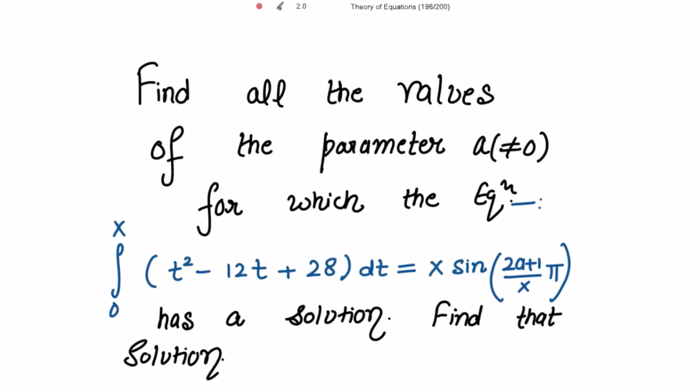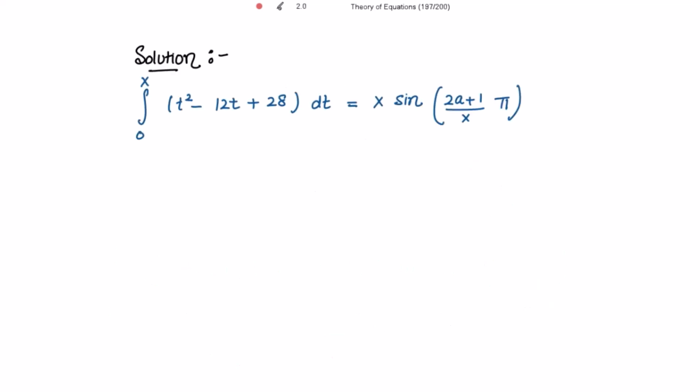Find all the values of the parameter a for which this given equation has a solution. And we also have to find that solution. So we need to get the valid value of x for the values of this parameter a, right? So let's start with the solution.